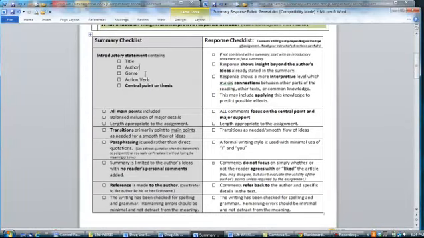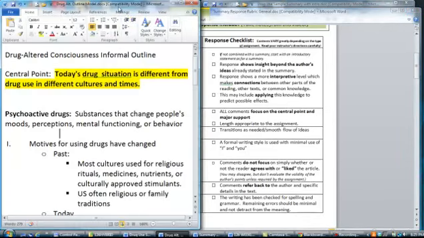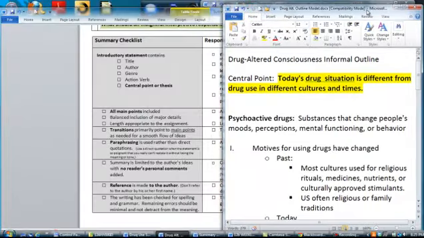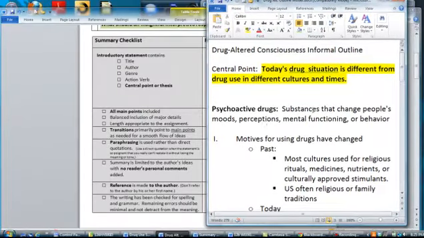Basically, the introductory statement in a summary is going to include the name of the article, the author, the genre, which is the type of writing, article, chapter, editorial, a strong verb, and then the central point or thesis of that overall article. So we'll look at the drug altered consciousness and compare it to this summary checklist right now.